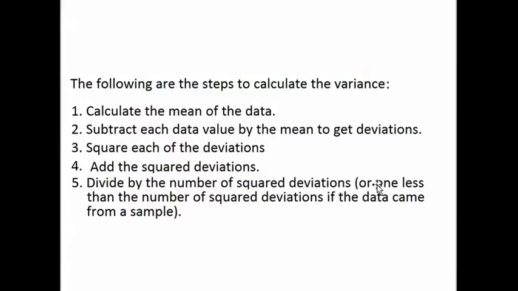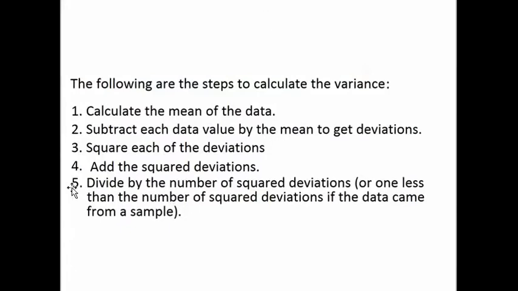But this step right here, where you divide by the number of squared deviations to get the variance, is actually adjusted if the data comes from a sample instead of from an entire population. And we'll talk about that adjustment a little bit later. So basically, the variance is just the mean of the squared deviations, and it's adjusted slightly if the data is from a sample. I'll also talk about why you have to use that adjustment later on.